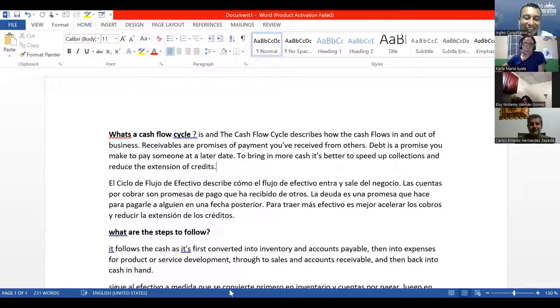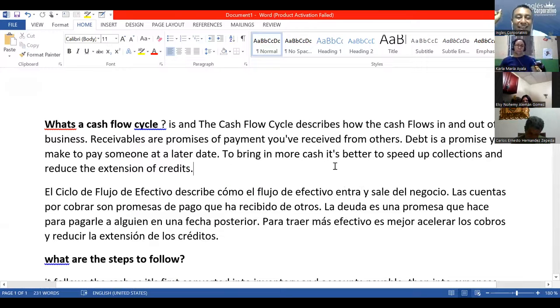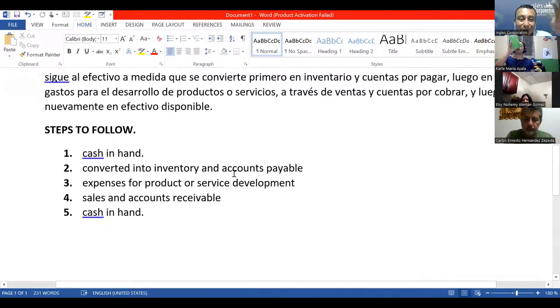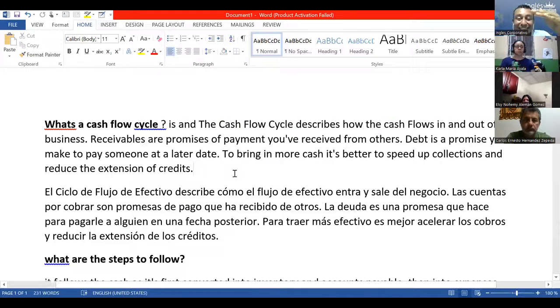Oh my goodness, what a definition. All right. Puede maximizarlo un poquito, tal vez, Lucy. Can you maximize it a little bit? Darle un poquito de zoom. Give it a little bit of zoom. Cash flow describes how the cash flows in and out of business. Okay, thank you. So, pay attention to this. Suba un poquito, go up, please. It's almost the same as Carla Maria's, but in different words. It's how the money flows in and out of the business.